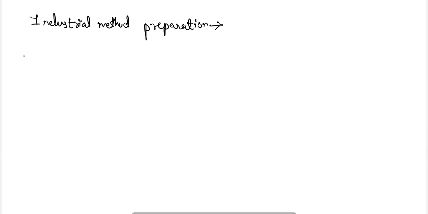So in this industrial method of preparation, the first method is the hydration of alkenes, which we have studied previously, also by the direct method and the indirect method. That is the one method which is generally used. Next is the OXO process.